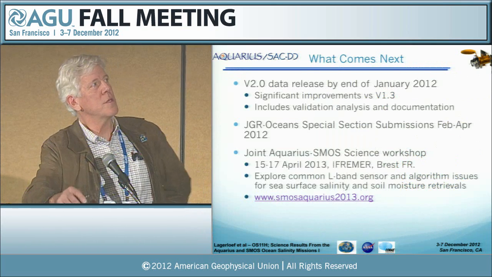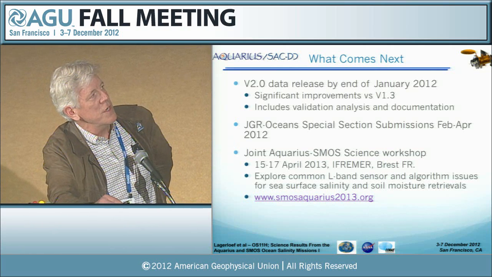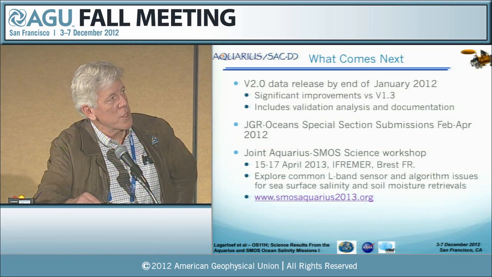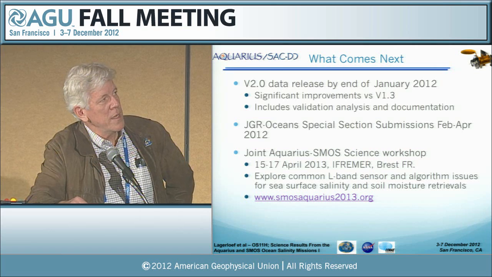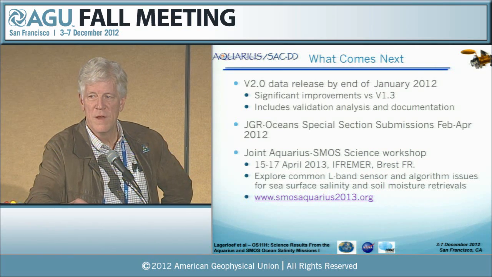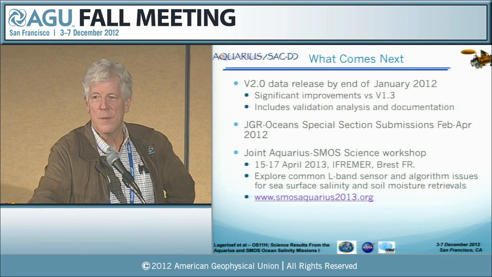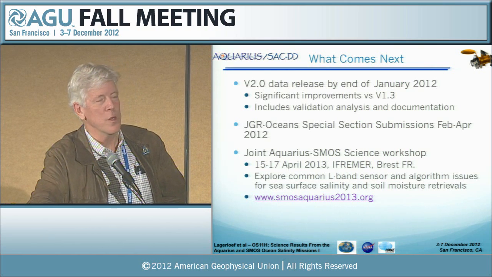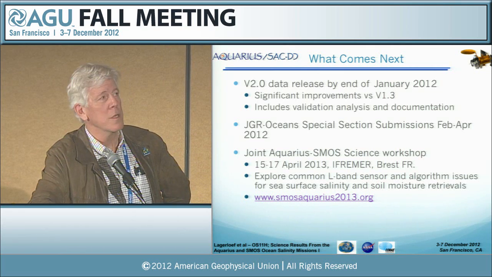Okay, what's coming next? We have version 2 data release coming up at the end of January, as I said. We have a JGR Ocean special section that's been agreed to with the editors of JGR. Right now, the window for submitting papers is February to April 2012. I'm coming to the conclusion that we should delay that. I would appreciate feedback from any of you about how much of a delay we might need so I can go back to the editors, but I'm thinking probably till after April to start the submission of those papers.